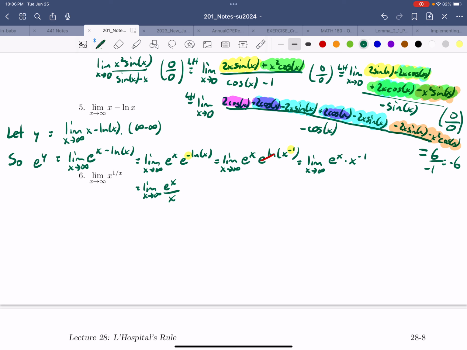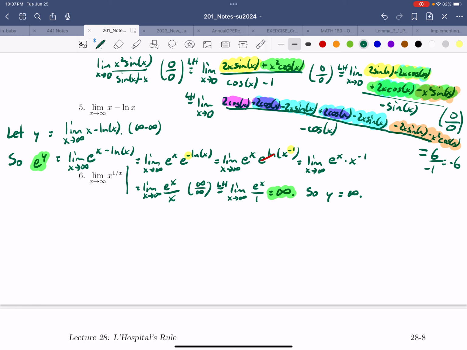Now at this point, finally, we have infinity over infinity, and we can use L'Hopital's rule. So finally, we can use L'Hopital's rule, and we get e to the x over 1, and we do, in fact, get infinity as promised. Now, just to be clear, this is not quite the final answer, because we have e to the y equals infinity. However, it doesn't really make a difference. If e to the y equals infinity, then you just take the ln of both sides and you get y equals infinity. So that's our answer for that.